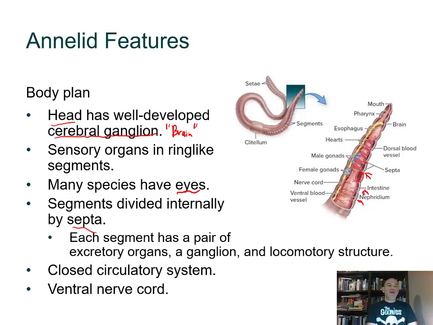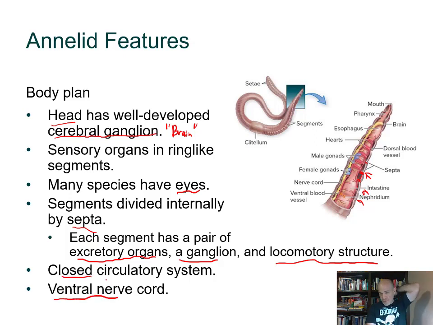These segments are going to have their own sets of repeating organs. They're going to have their own nephridia, which are the excretory organs. They're going to have their own ganglia, which are smaller collections of nerve cells. The main ganglion is the brain on the anterior end, and a locomotory structure within their muscle and so on. They have a closed circulatory system, and their nerve cord is ventral, on the belly side.